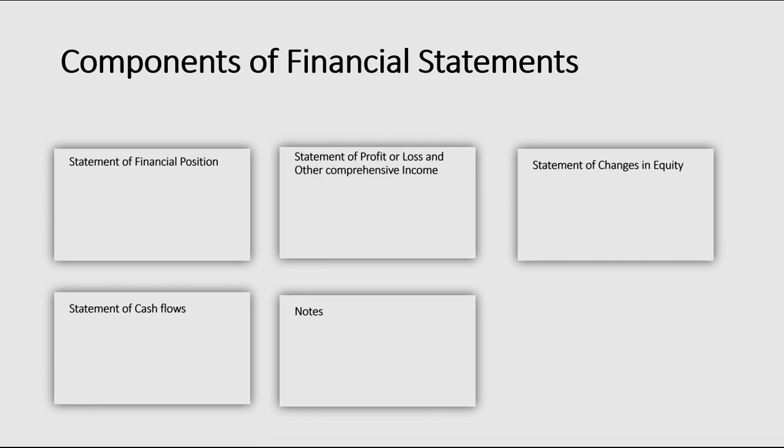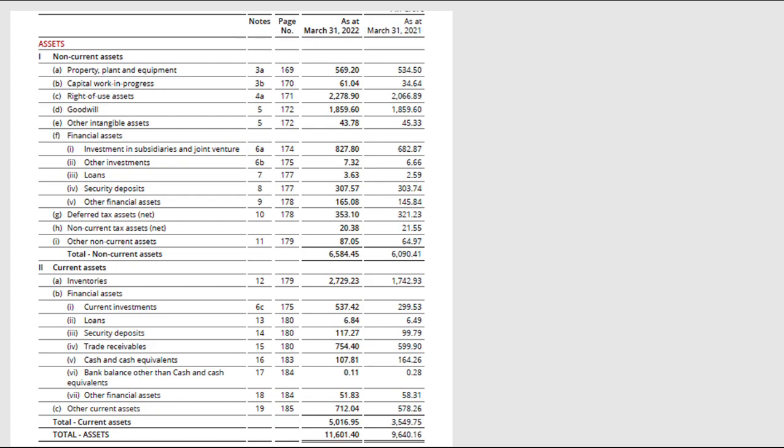Now, let us go inside each and every component in order to understand what kind of things are being portrayed and what will be the key definitions which we have to understand for all our future videos. Firstly, statement of financial position. Statement of financial position is nothing but a balance sheet of an entity which consists of the assets and liabilities. So, as you can see, this is typically a balance sheet asset side of an entity.